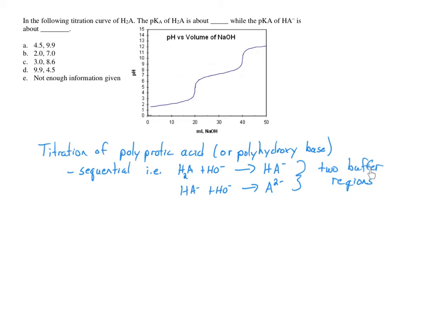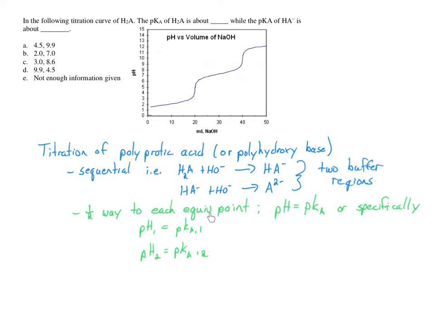The net result is that there are two buffer regions, and we see the two buffer regions here. This region here refers to excess base that has been added. Halfway to each equivalence point, we have the usual situation where pH is equal to pKa, but applied specifically to this diprotic acid, we see that pH 1 is going to be equal to pKa1, pH 2 is going to be equal to pKa2. Now, this graph is small, and therefore we're going to have to do an estimate.